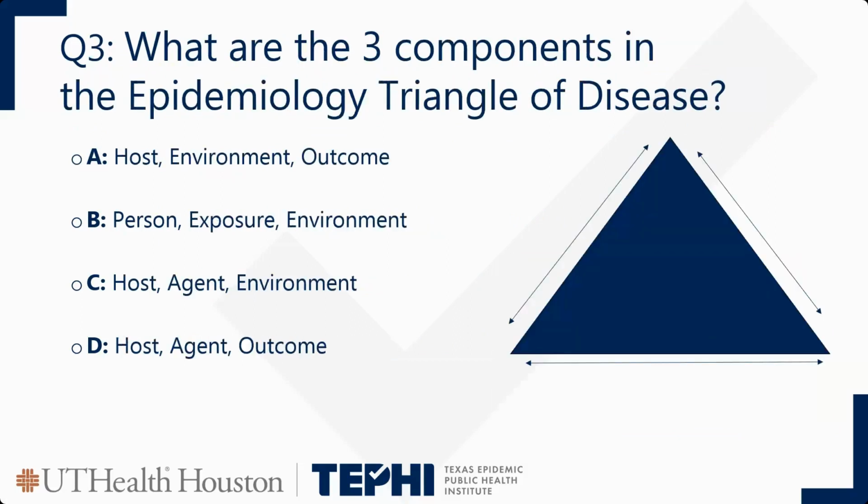Question 3. What are the 3 components in the epidemiology triangle of disease? We quickly touched on this. Is it the host, environment, and outcome? Is it the person, exposure, and environment? Is it the host, agent, and environment? Or is it the last option, host, agent, and outcome?